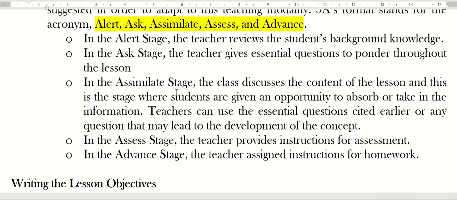In the assess stage, the teacher provides instruction for assessment. In the advanced stage, the teacher assigns instructions for homework.